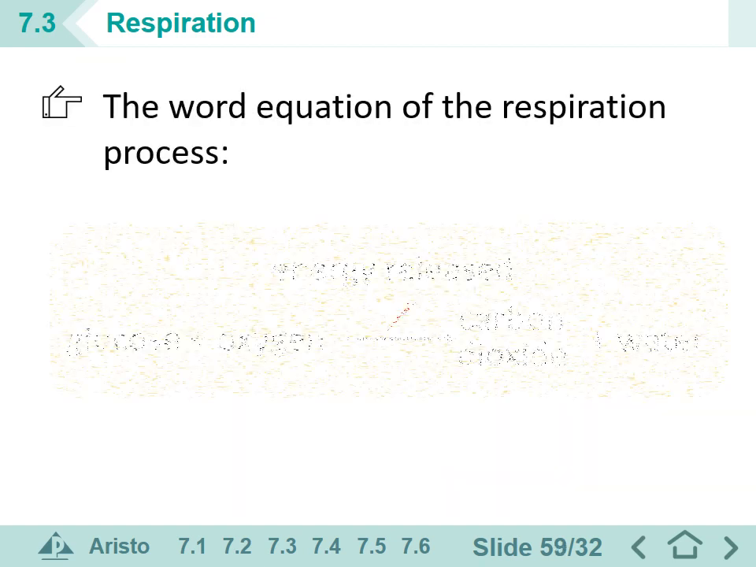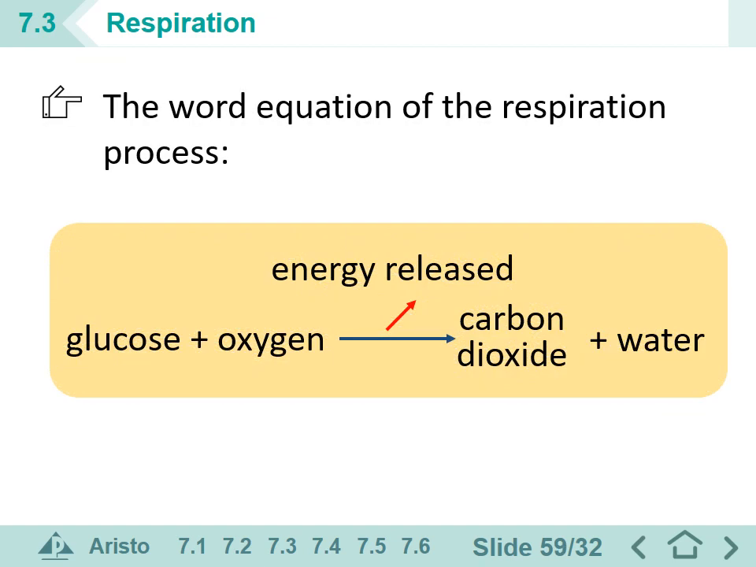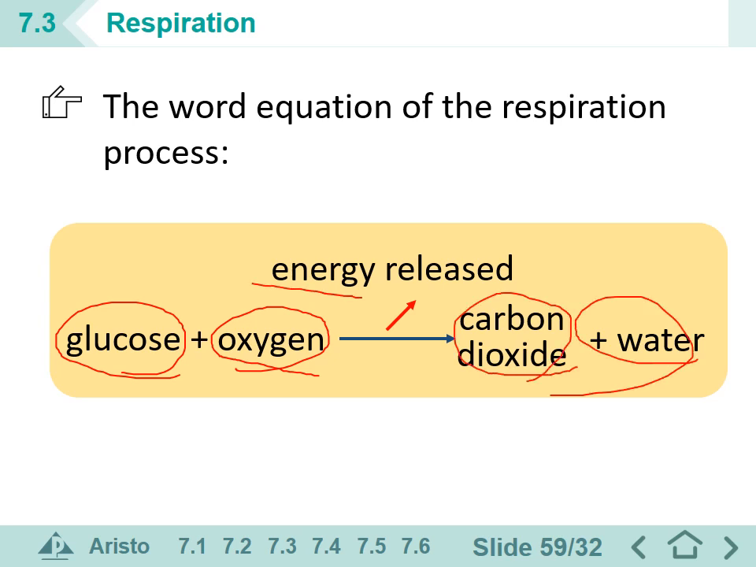Okay, so if we write this into the word equation, the glucose plus the oxygen equals carbon dioxide plus water. So during this process, the energy is released. Okay, so that's why we breathe in the oxygen and then expel the carbon dioxide.